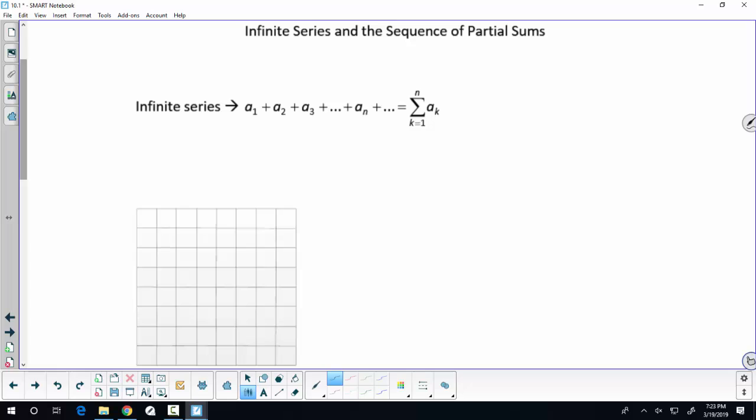Infinite series. So now we take the terms of a sequence and add them all together. That is what a series is: an infinite sum.